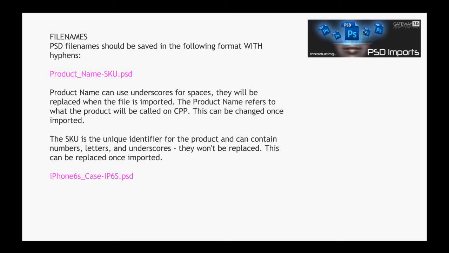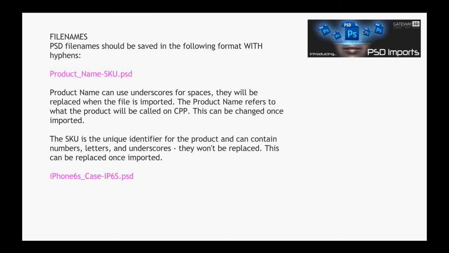So a lot of it's to do with the file names. So the PSD file names should be saved in the following format with hyphens. I'm not going to get into too much technical detail, but you can see from here that where we've got product name SKU.psd at the bottom shows iPhone 6 being the product. The name of the product is case and the SKU IP6S. So the product name can use underscore for spaces. They will be replaced when the file is imported.